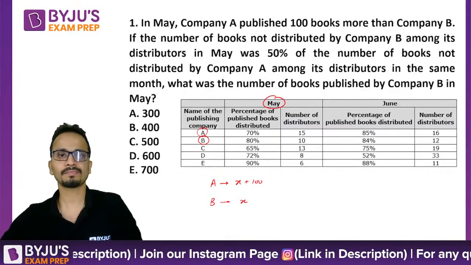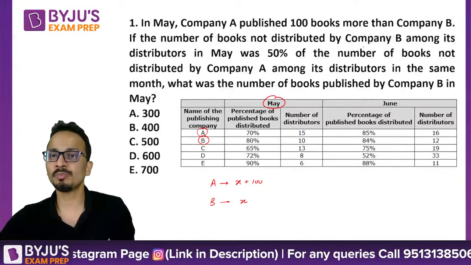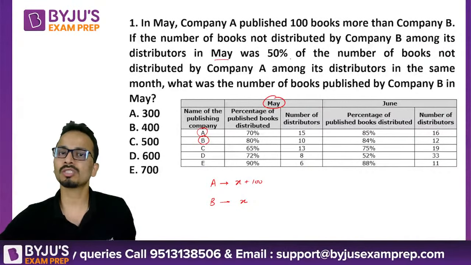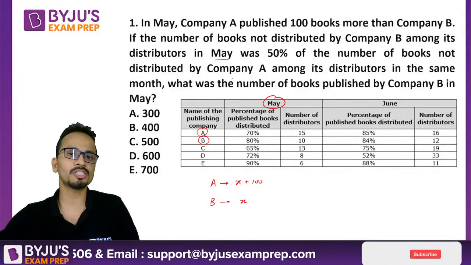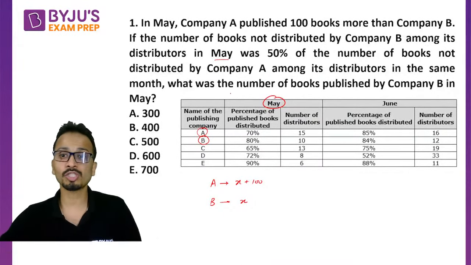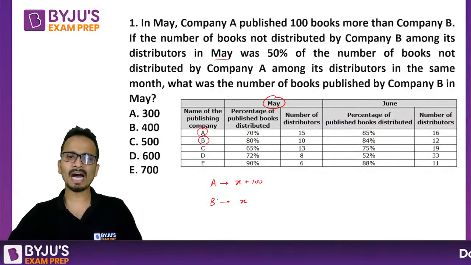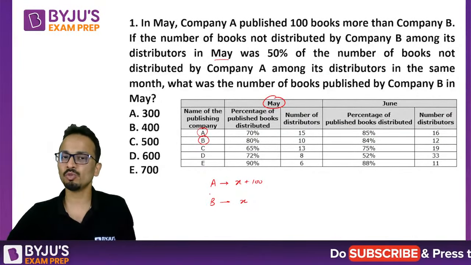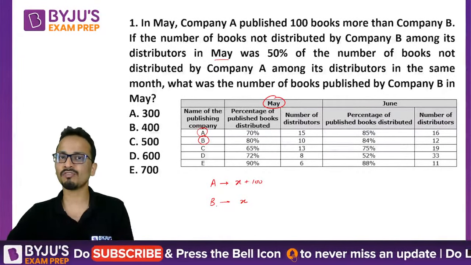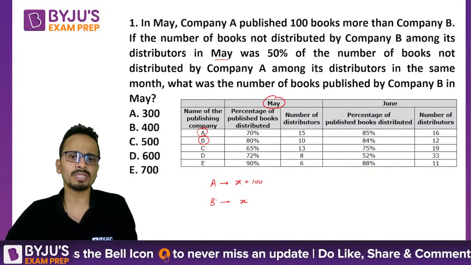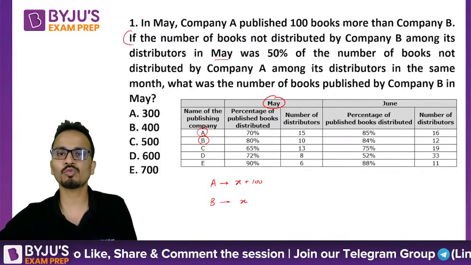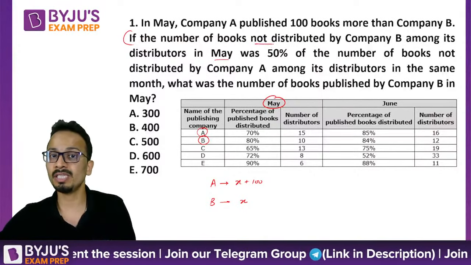Now, if the number of books not distributed by Company B among its distributors in May was 50% of the number of books not distributed by Company A among its distributors in the same month, then what was the number of books published by Company B? So now I have assumed the values of the number of books published by A and B. The first statement says that the number of books published by A was 100 more than the number of books published by B. Now further they are talking about the books which are not distributed by these companies.